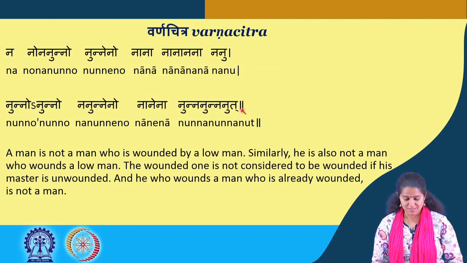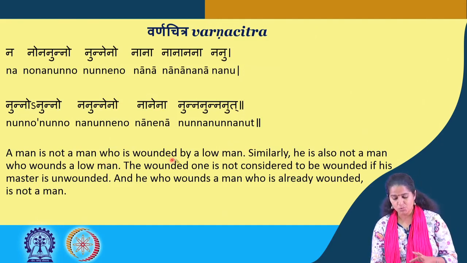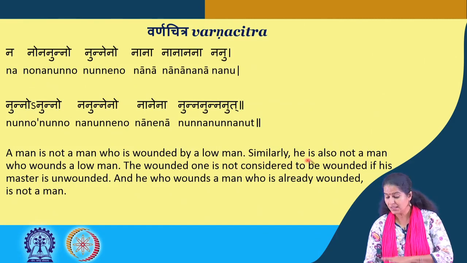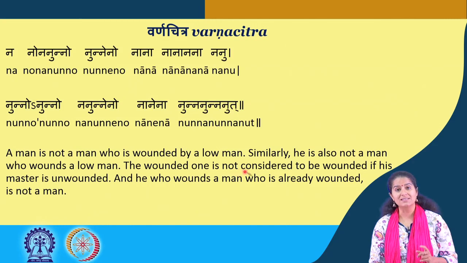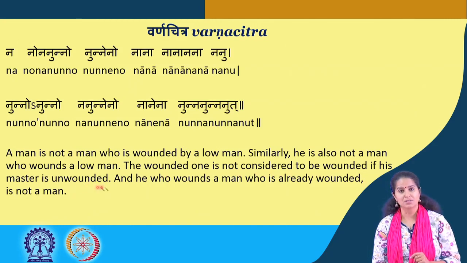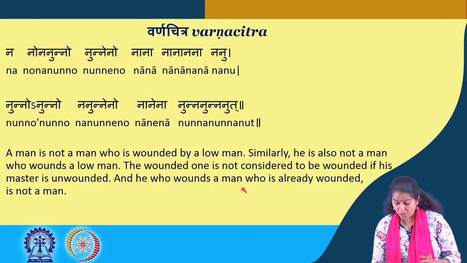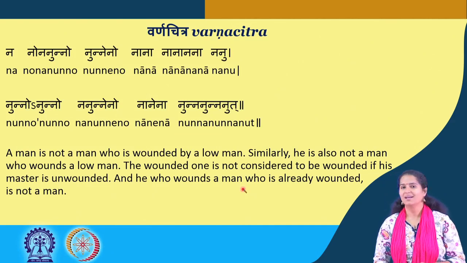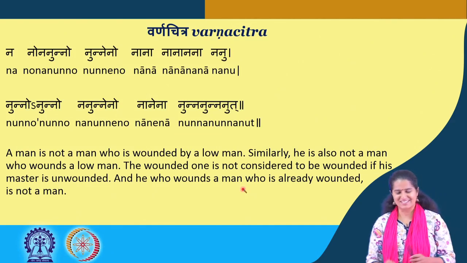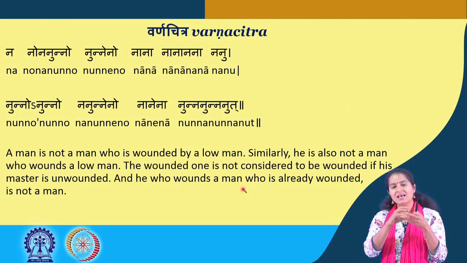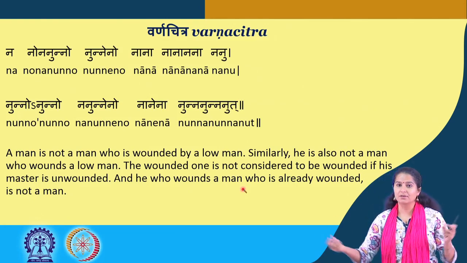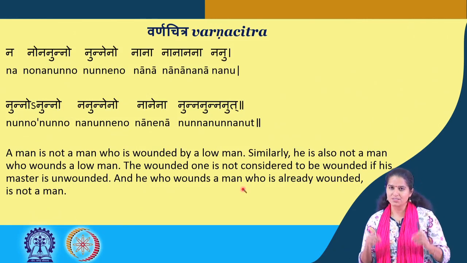And this particular verse means a man is not a man who is wounded by a low man. Similarly, he is not a man who wounds a low man. The wounded one is not considered to be wounded if his master is unwounded, and he who wounds a man who is already wounded is not a man. Very interesting, but this is what the sandhi allows us to do, where you can combine letters together and you can have a completely different meaning out of words that are put together.